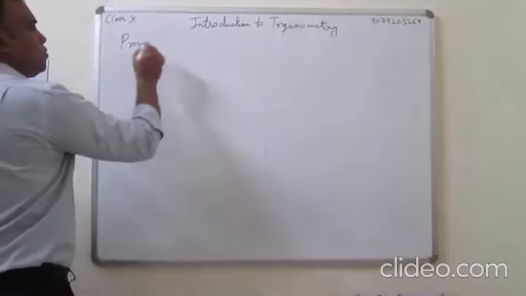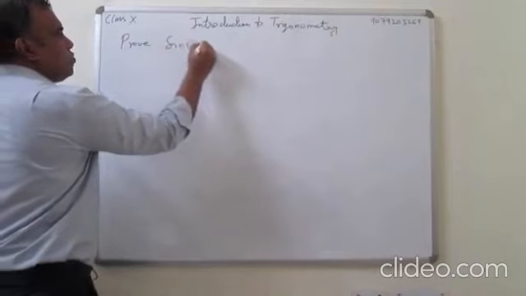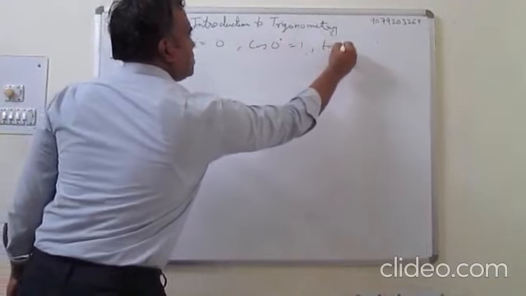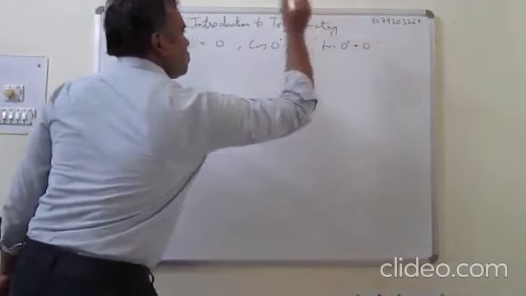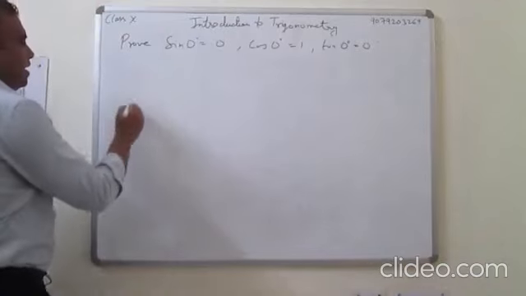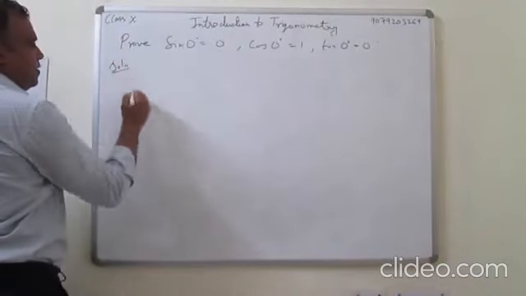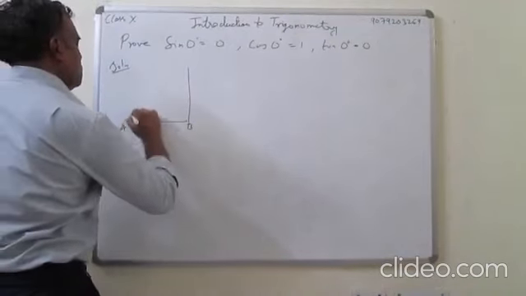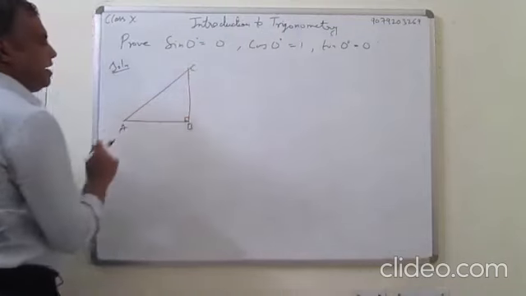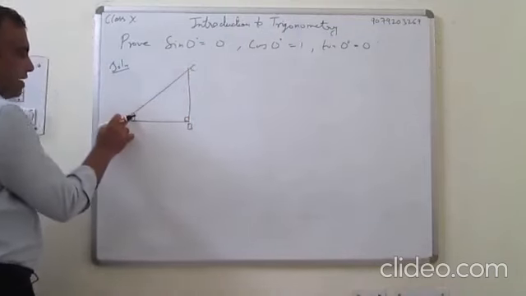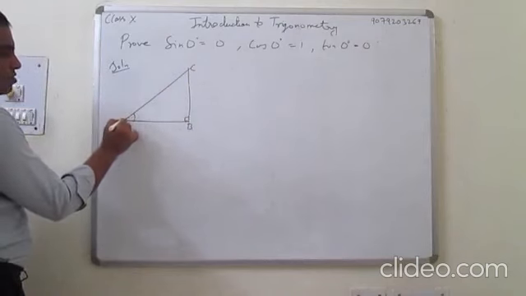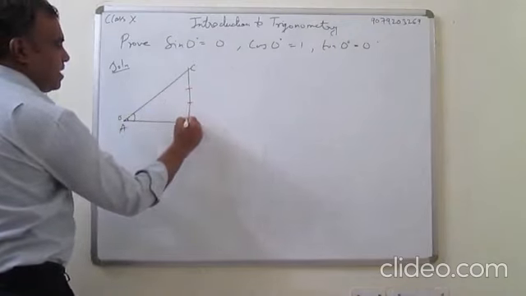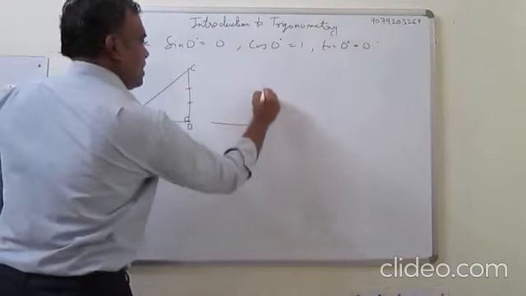Prove the trigonometric ratios of values: sin 0 is 0, cos 0 is 1, tan 0 is 0. Now, let us take a right triangle ABC, right angle at B. Now, if I take angle A as 0, first A comes here and then here. So the position of A reduces like this.